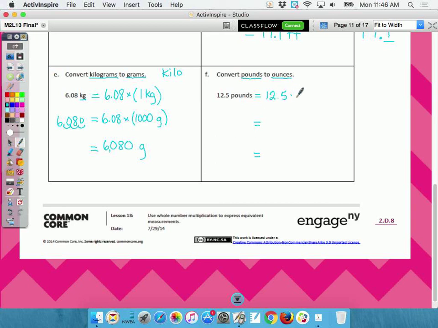Cooper, are you writing this? What's 1 unit, boys and girls? 1 pound. 1 pound, 1 lb. Makes perfect sense now.